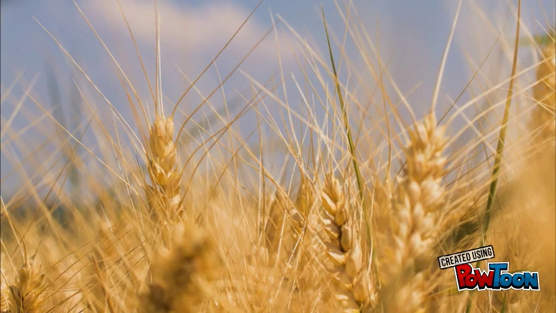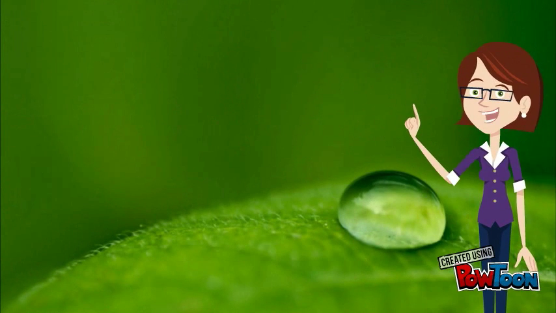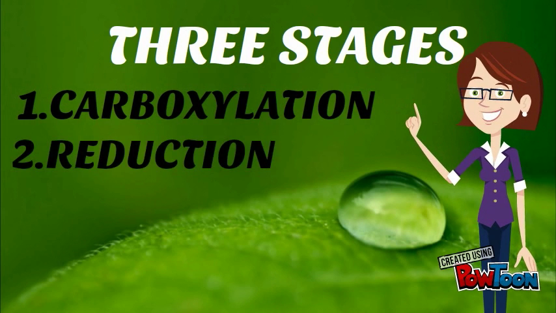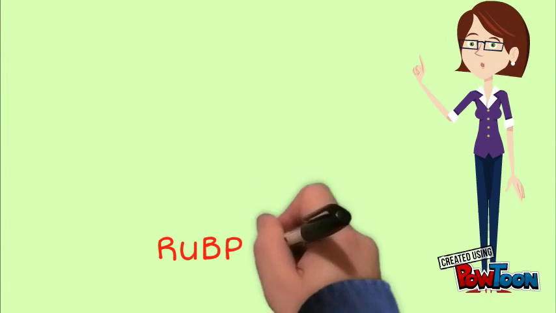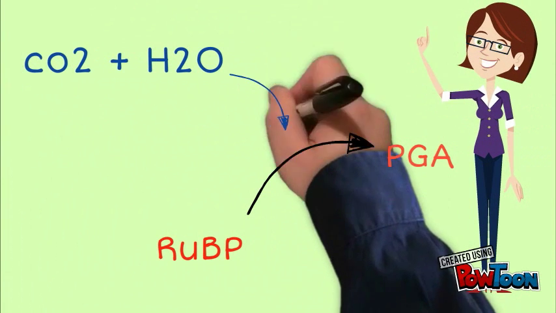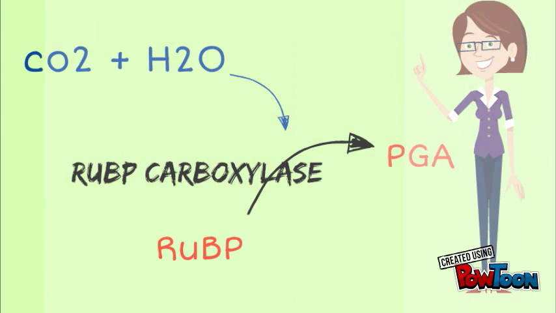Dark reaction is a cyclic process called the Calvin-Benson-Bassham cycle. There are 3 stages in this cycle. Those are carboxylation, reduction and regeneration. RuBP converts into PGA using carbon dioxide and water. The reaction is induced by the RuBP carboxylase enzyme.